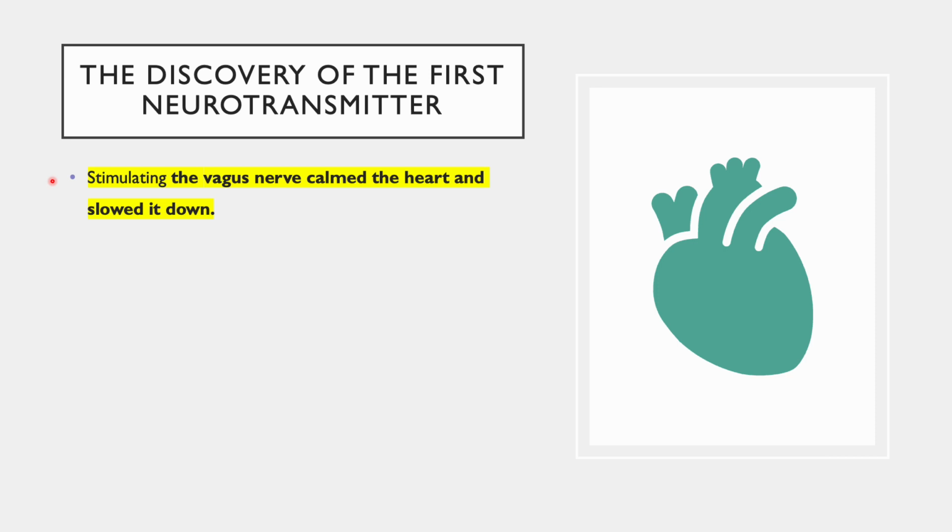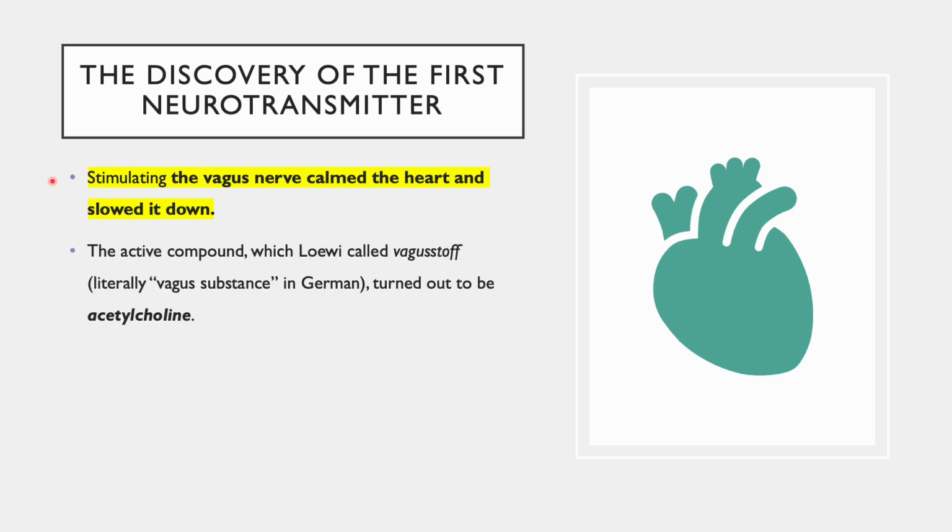Interestingly, stimulating the vagus nerve calmed down the heart and slowed it down. This Vagusstoff substance, which is literally "vagus substance," is known as acetylcholine, and this is the very first neurotransmitter that was ever discovered. We now know today that acetylcholine plays a really important role in our parasympathetic nervous system response. We haven't talked about different subtypes of the nervous system yet, but this is a subtype of the peripheral nervous system that plays an important role in allowing our body to rest and digest.